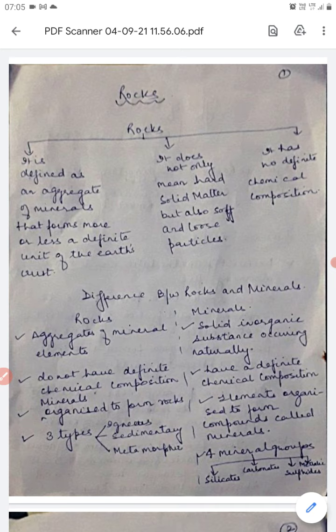There are three types of rocks: igneous rocks, sedimentary rocks, and metamorphic rocks. Minerals are of four types, or you can say they have been divided into four groups: silicates, carbonates, sulfides, and metallic.